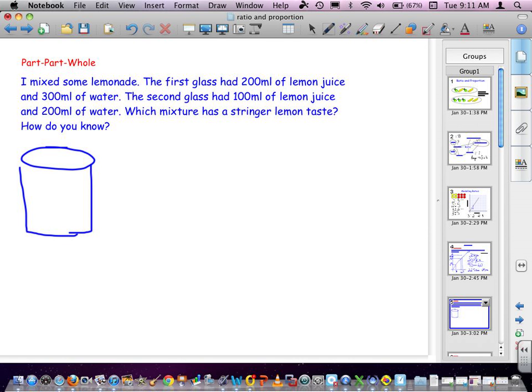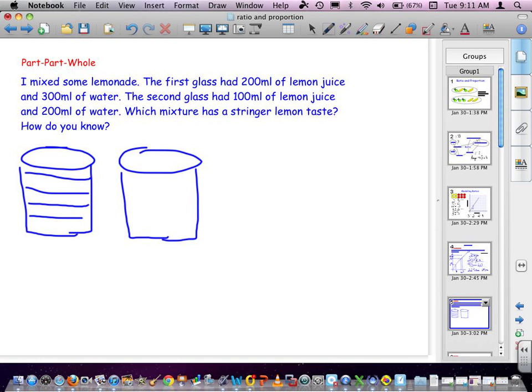Okay, so what did you put in the first cup? Okay. So there's my 200 lemon and 300 water. So there's my lemon, that's my water. And the other one you did what? 100 of water, 100 of lemon.